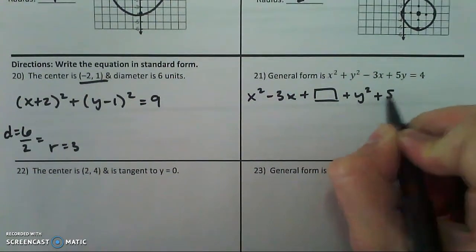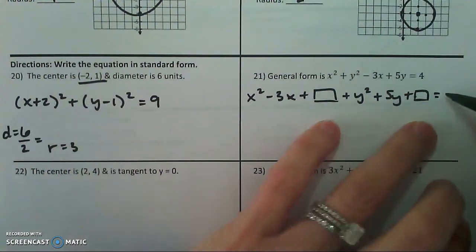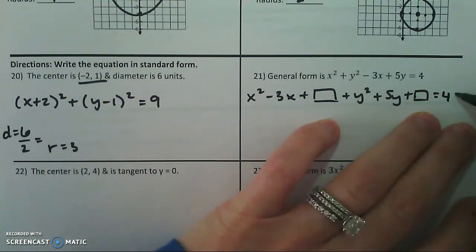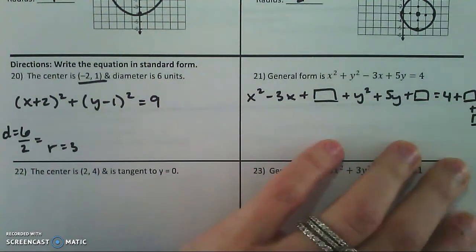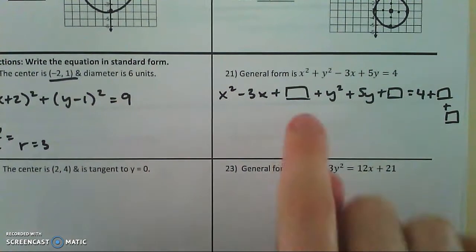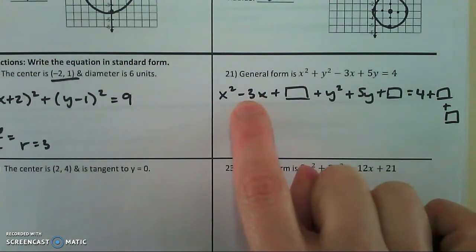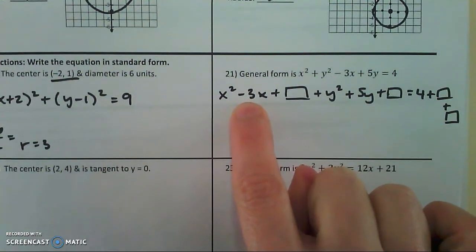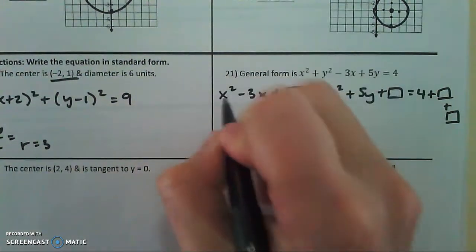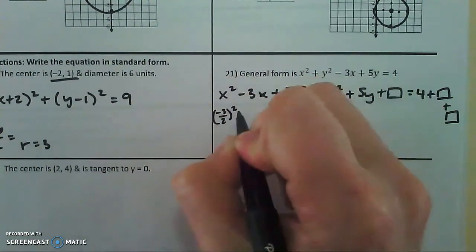So y squared plus 5y plus box, and I might run out of room, is equal to the 4 that's already over there plus your 2 boxes. Whatever we add to one side of the equation, we have to make sure that we add to the other side of the equation. The number that we're going to put inside this first box is found by taking your b term, dividing it by 2, and squaring it. So you'd have negative 3 over 2 squared.